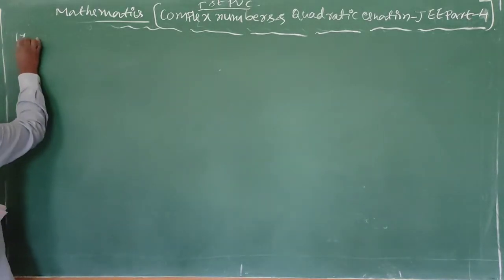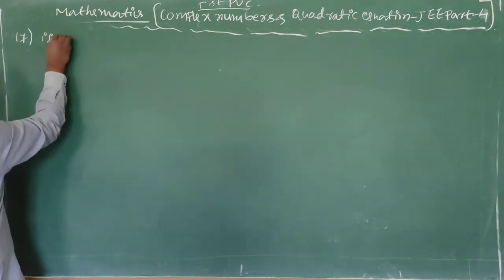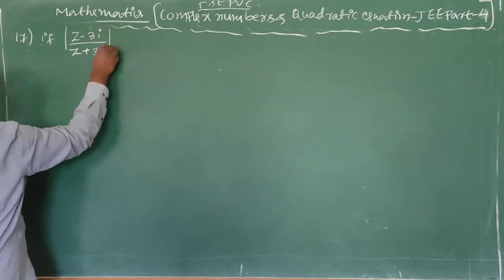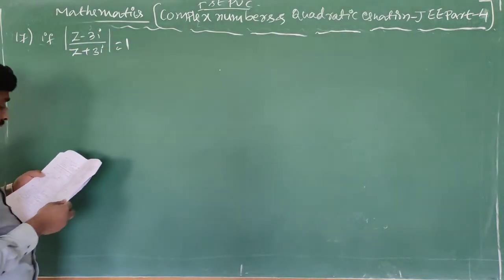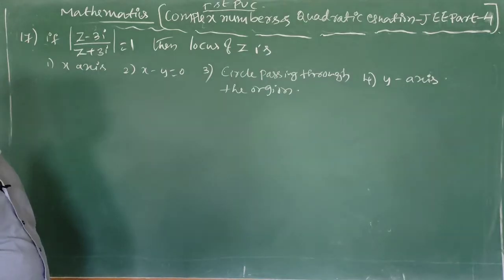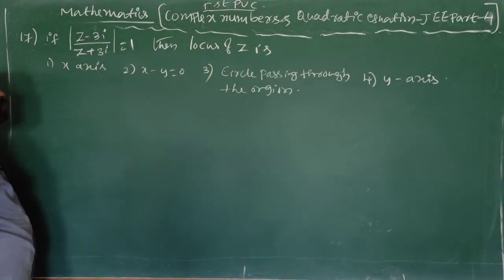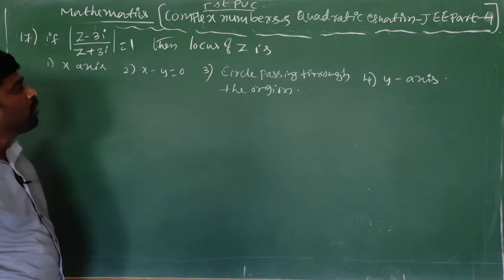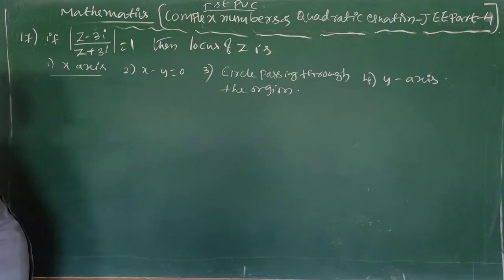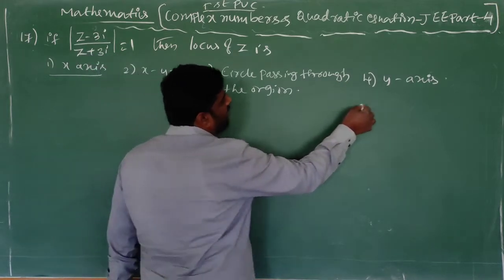So next question is: if modulus of (z minus 3i) divided by (z plus 3i) is equal to 1, then the locus of z is, first option, x minus y is equal to 0 (z is on the x-axis), circle passing through the origin, y-axis.